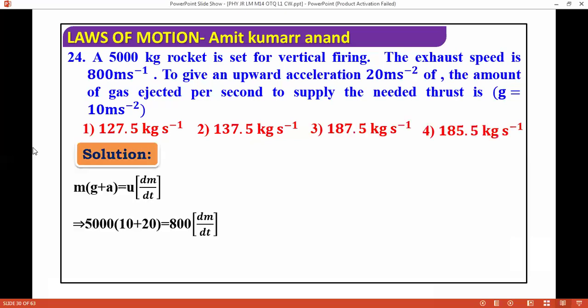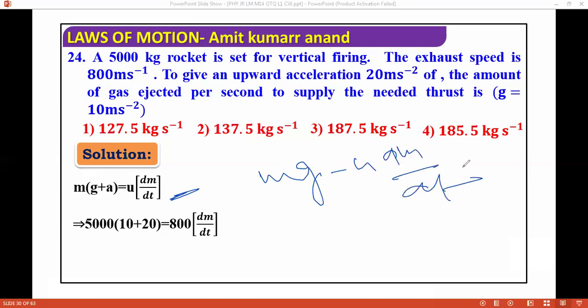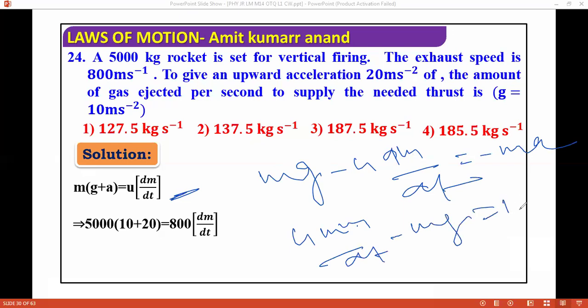So see here, the relation will come. Here we are writing it directly. Otherwise, you can go like this. As I said, this is mg. You can write this minus u dm/dt equals to what? mg minus u dm/dt equals ma. Or you can say minus of ma, because basically the equation we made is u dm/dt minus mg equals m into a.